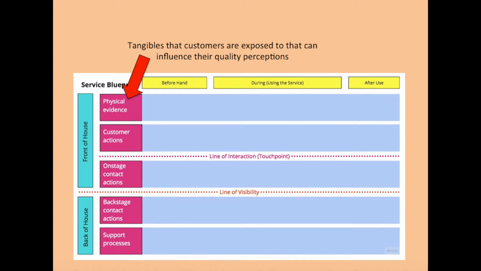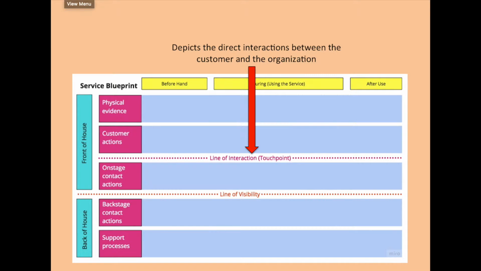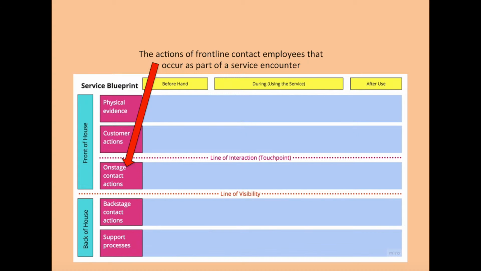Physical evidence is tangibles that customers are exposed to that can influence their quality perceptions. Customer actions include all the steps that customers take part in as a part of the service delivery process. The line of interaction depicts the direct interactions between the customer and the organization. On-stage contact actions are the actions of frontline contact employees that occur as part of the service encounter.